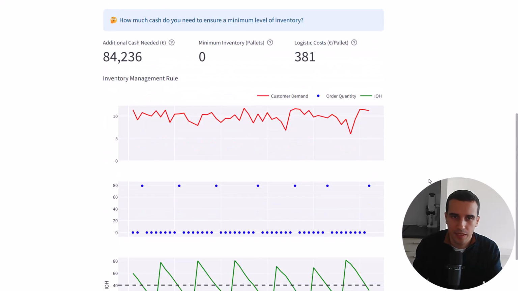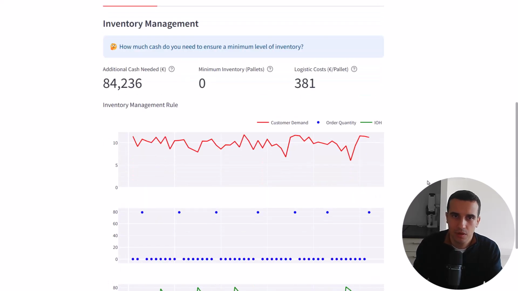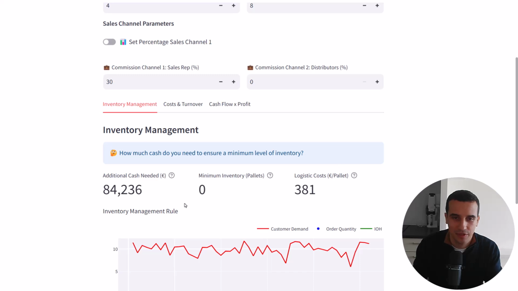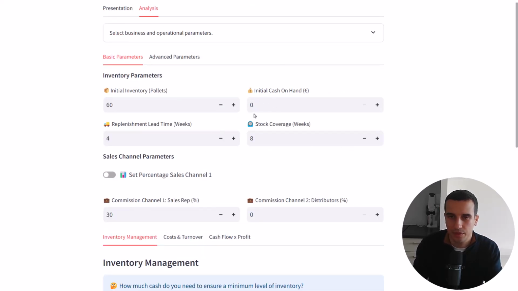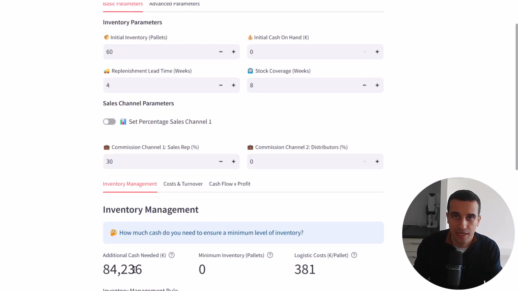What is linked with inventory is the cash flow. Here, sorry, I forgot this parameter. It's the initial cash on hand. So at the beginning of the year, how much cash he has in his company. As we want to assess how good our scenarios are at reducing the cash flow needs, I assume that we have 0. And here the model will calculate the additional cash that he needs. So here he needs 84,000 euros additional to ensure that he can meet the demand during the year.